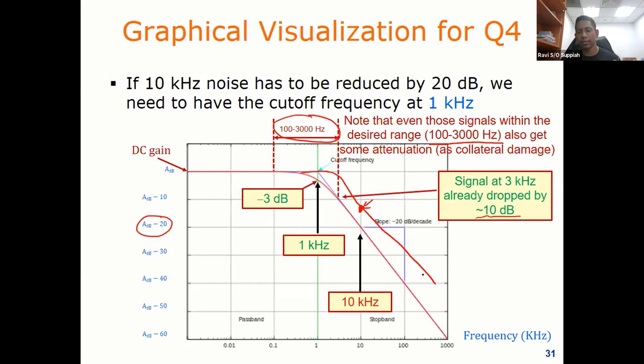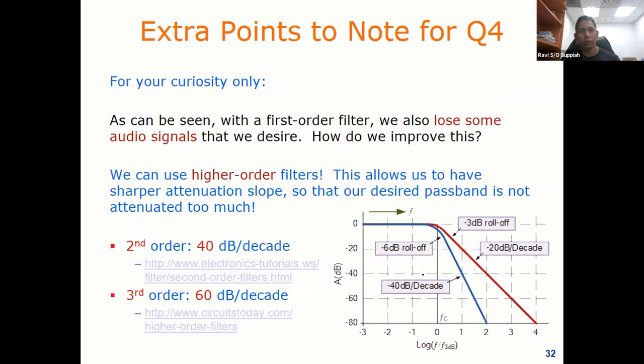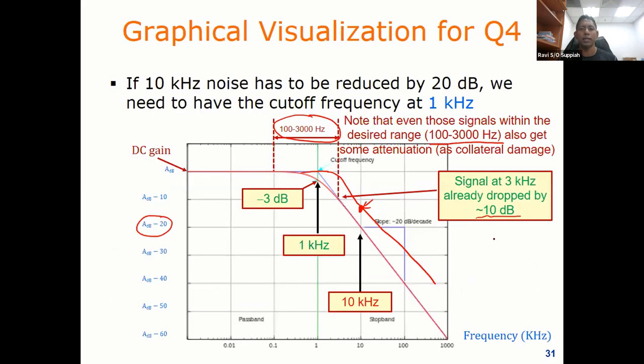So what is the next thing that you can do? Of course, this is not covered. Like I said, this is where you can consider higher order filters. It is not examinable, but you can look at it if you're interested. Basically, it allows us to have a much sharper attenuation. That means instead of minus 20 dB per decade, you can go up to 40 dB per decade or 30 dB per decade. So in that case, I can cut off at maybe 3 kHz and still come down faster. I can slope down much faster.